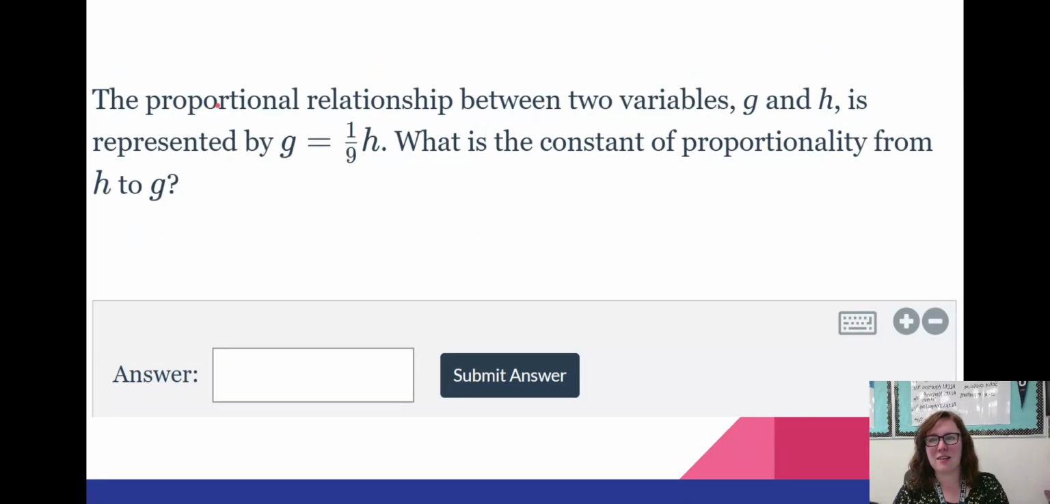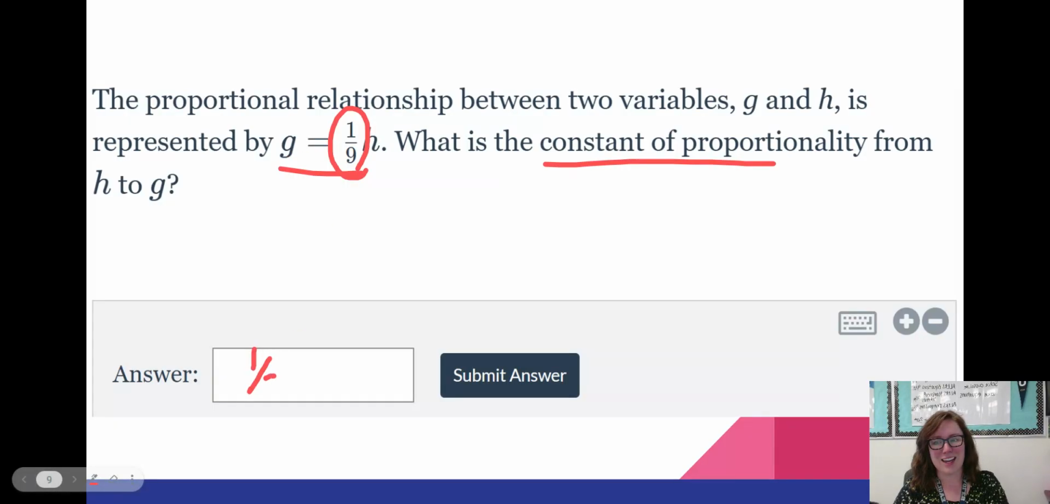Okay, here again, there's a whole bunch of words. Here's a proportional relationship. Boom. What's the constant of proportionality? Boom. It's the number 1/9. Now that G looks like a 9. That's an unfortunate choice of theirs to use a G and a 9, but that's supposed to be a G, and that's supposed to be a 9, so 1/9 is our answer.